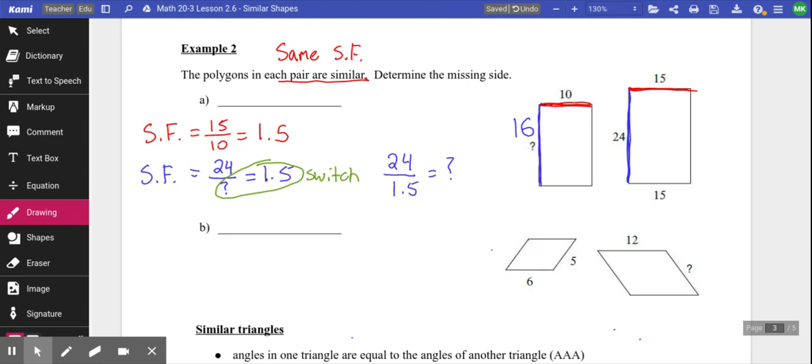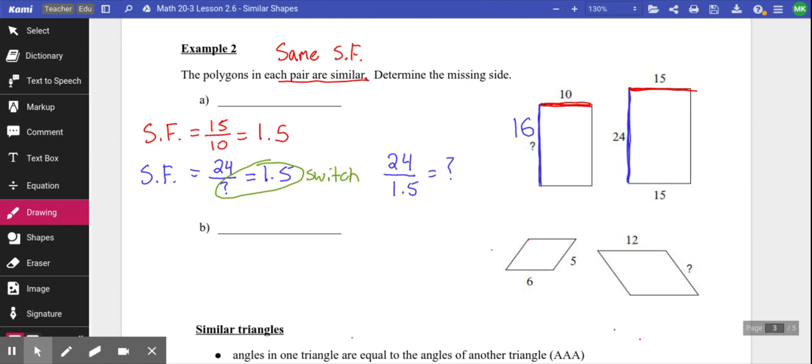And notice that they didn't grow by the same amount. This one went up by 5. This one went up by 8. So it's a different amount, but it's the same scale factor because you're blowing it up at the same rate.